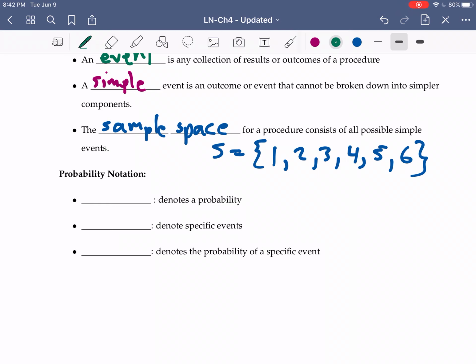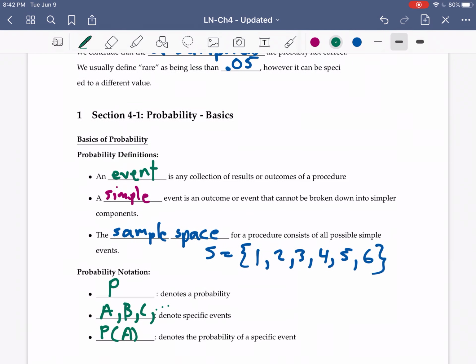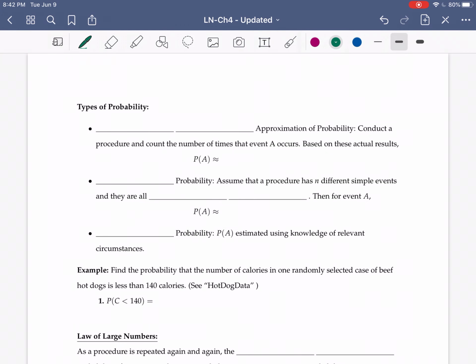When we deal with probability, we will use the letter P to denote a probability. We use the letters A, B, C, capital letters, to denote specific events. So we could say P of A is the probability of the specific event A. So those are some terms associated with probabilities, some just probability basics.